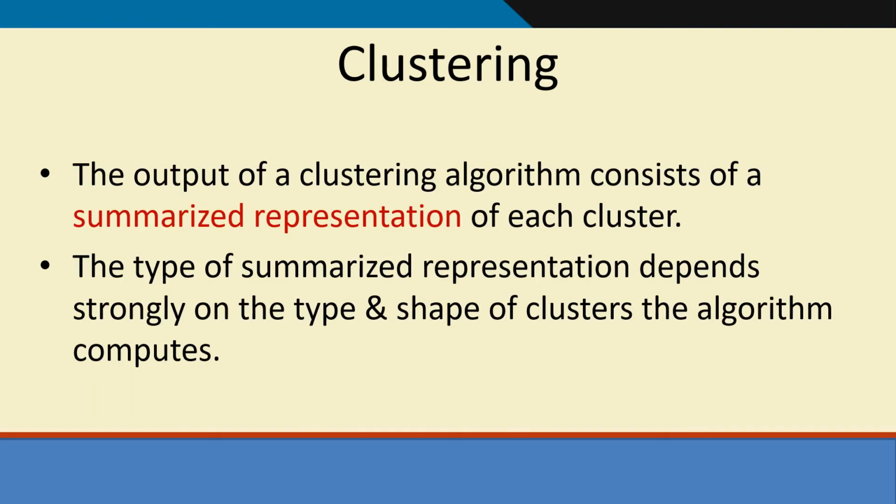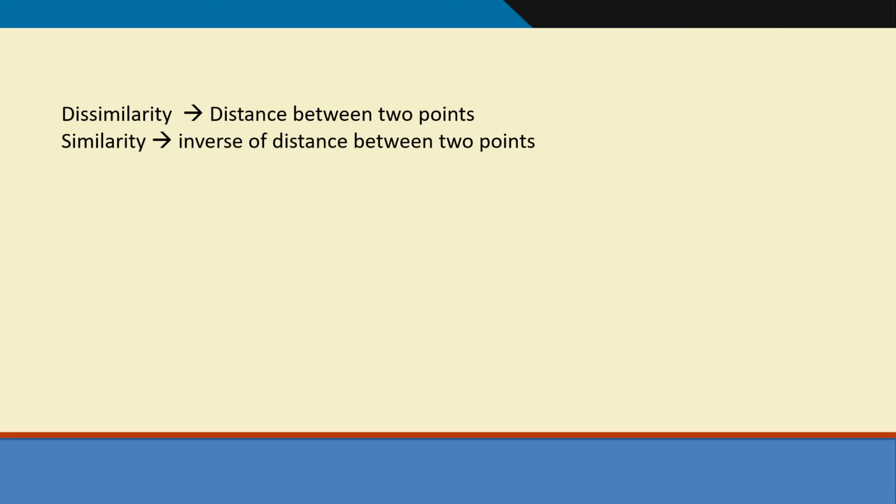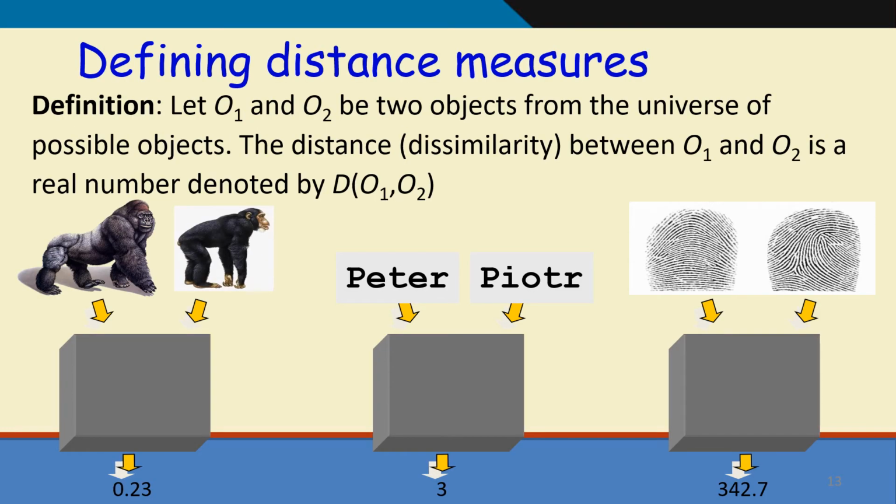The output of a clustering algorithm consists of a summarized representation of each cluster. The type of summarized representation depends strongly on the type and the shape of the clusters the algorithm produces. A good clustering algorithm will produce high quality clusters. The similarity is given by the distance between the two points, and the similarity is the inverse of the distance between the two points. O1 and O2 are two objects of the universe. The distance, that is the dissimilarity between both the objects, is the real number denoted by this function.